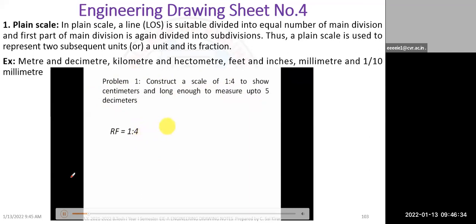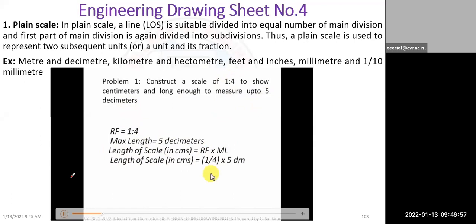Now, the scale that we're supposed to prepare should be able to measure up to 5 decimeters, so the maximum length is obviously 5 decimeters. Length of scale is given by the formula RF multiplied by maximum length. We have RF as 1/4 and maximum length as 5 decimeters. RF has no units, and the maximum length has the unit decimeter. If you do this calculation, 5 divided by 4 works out as 1.25 decimeters. But unfortunately, the scale that we have is a centimeter scale.